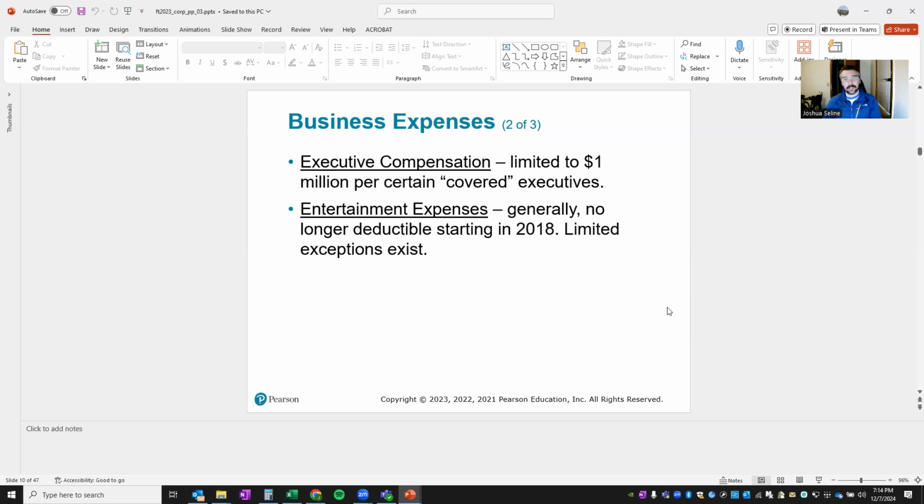Executive compensation is limited to 1 million per certain covered executives. And entertainment expenses, starting with the Tax Cuts and Jobs Act, are generally not deductible. Limited exceptions exist, but generally, if you see entertainment expenses, it's not deductible.